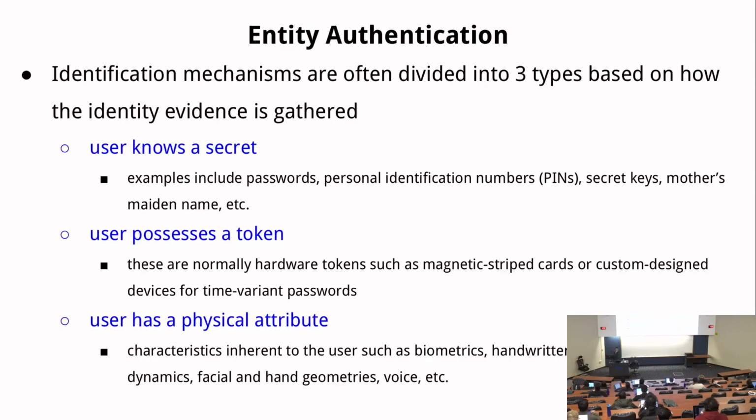Then the third type, we call it biometrics. The user has a physical attribute, or some physical attributes, inherent to the user. The authenticator will use those biometrics to authenticate the user. We will talk about this this Friday.